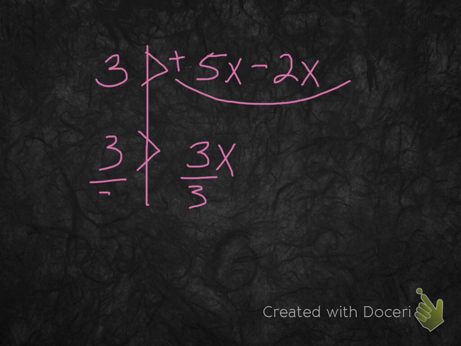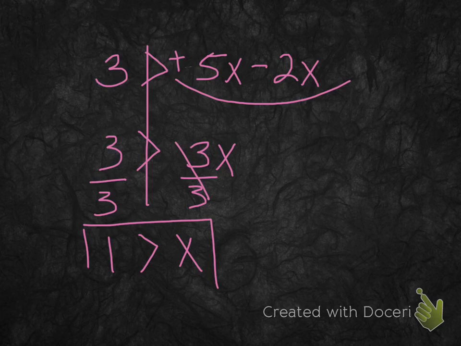I still divide both sides by 3. I still get an x on the right. I still get a 1. In this case, I'm getting a 1 because remember, I changed the sign. And then I have an inequality symbol. And this is actually my answer, guys. I know that 1 is greater than, or 1 is bigger than x.